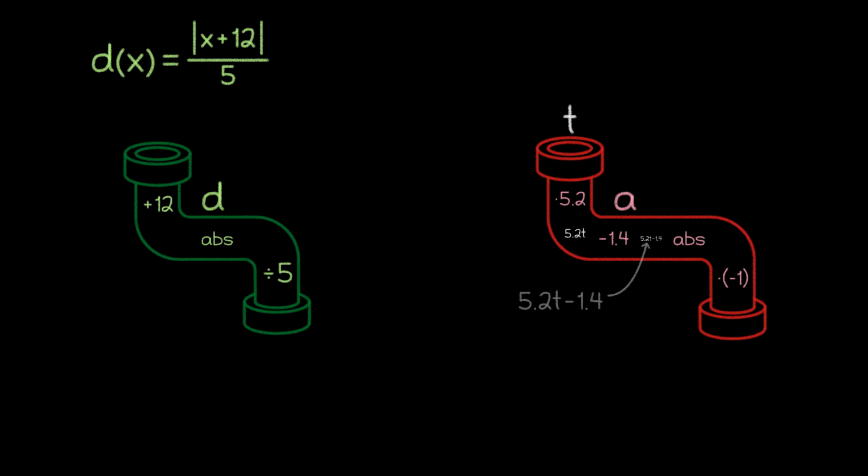Next, we take the absolute value, and all we need to do to represent that is to draw vertical bars around our expression. And for our final step, we're going to multiply by -1. And while there are many ways we could represent this, we're just going to put a negative sign in front of our expression.